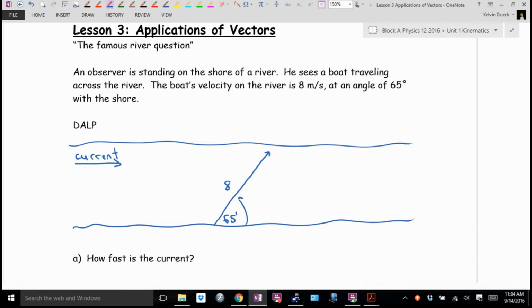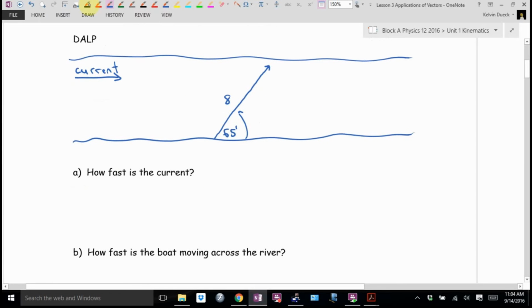That's the resultant. How fast is the current? I can take and I can break it up. I think I can break it up if I draw it here. 8, where that means something and that means something. In fact, if I hear you arguing, that right there is the current. Now you have to use your imagination.